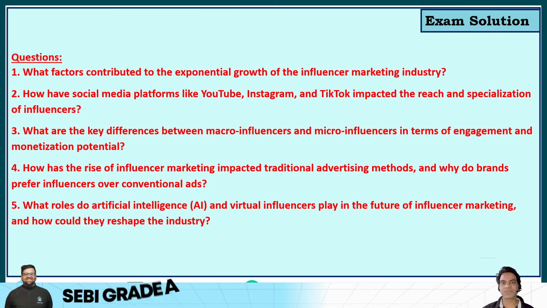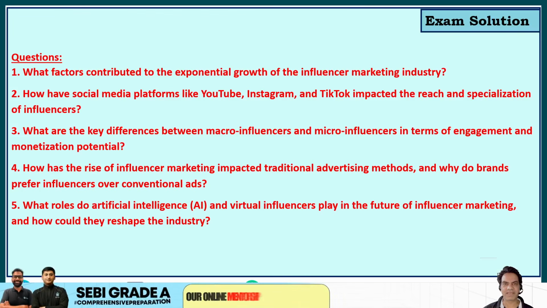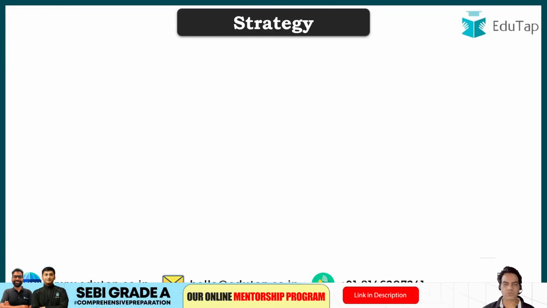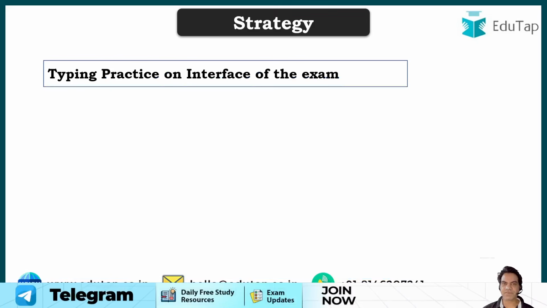So guys, that is the point of this session: to give you tips on how to prepare and what to focus on when you're preparing for the descriptive English paper for an exam like SEBI Grade A. Now guys, what should be the strategy for the next 2 months, give or take? First of all, guys, start practicing on the interface of the exam. Now the question arises, where do we get the interface of the exam?